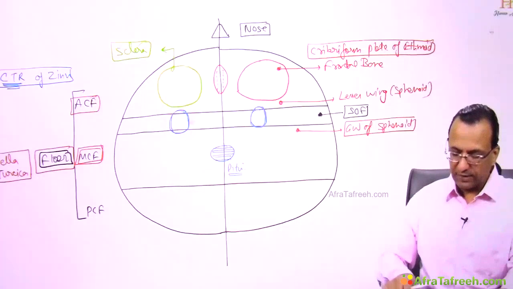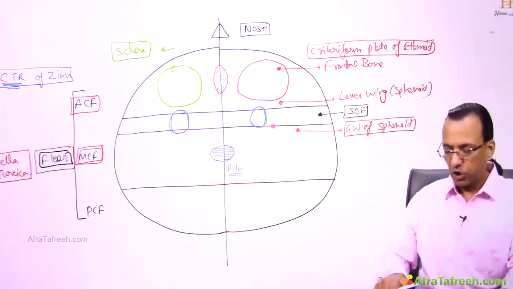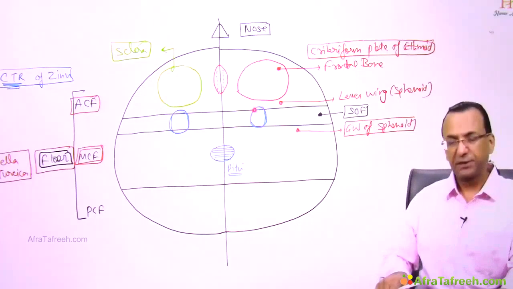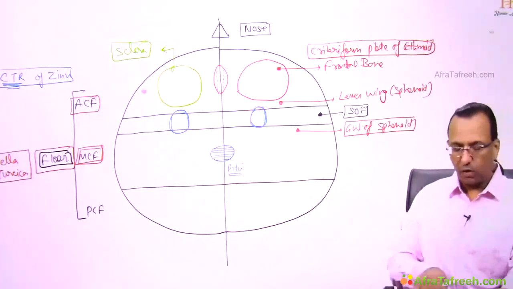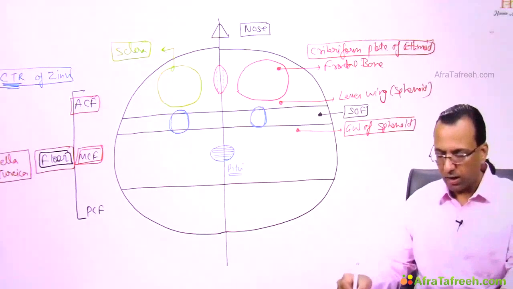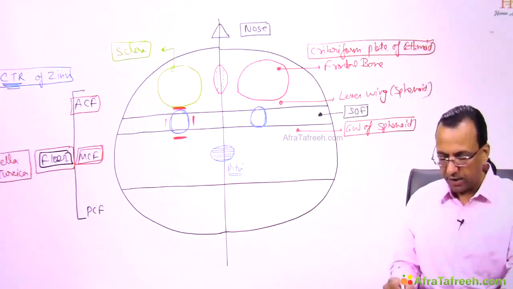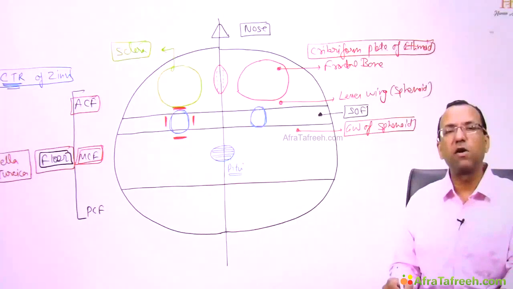On the left side, superior view of the cranial cavity, yes. And right side, superior view of the cranial cavity, yes. It is called the common tendinous ring of Zinn because it is the common tendinous origin of the four muscles: superior rectus, inferior rectus, medial rectus, and lateral rectus. So four recti muscles take origin here.